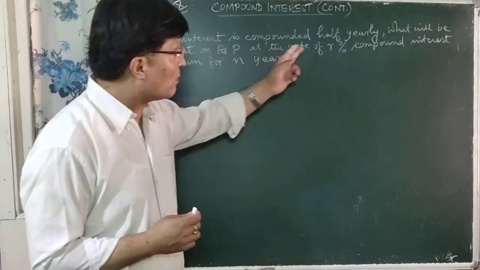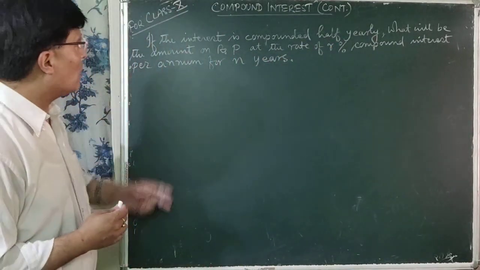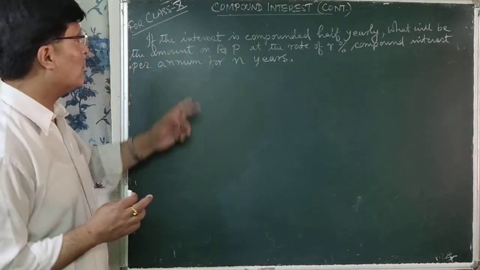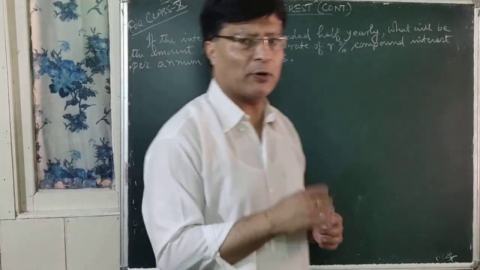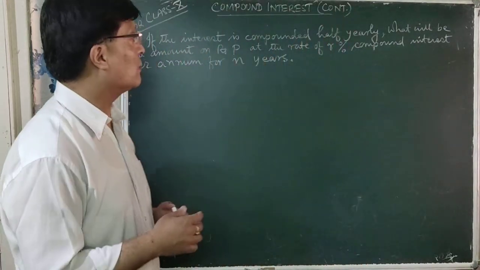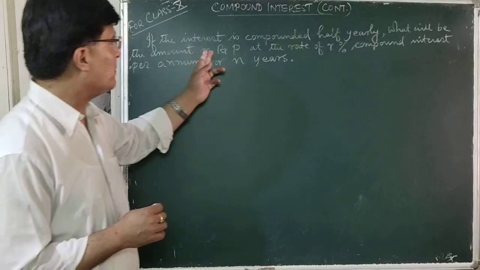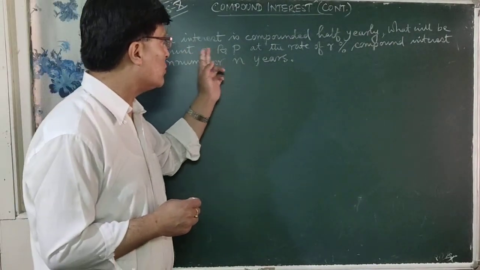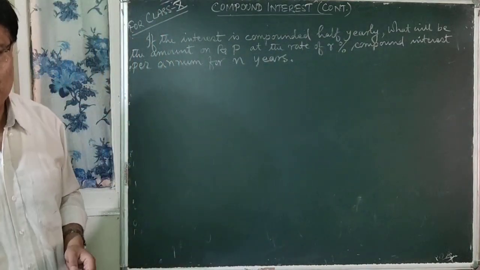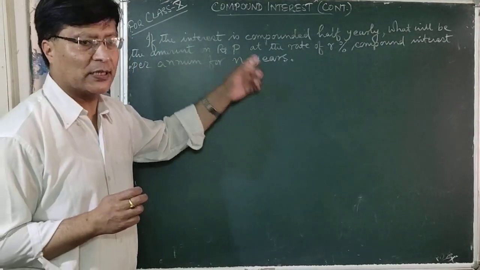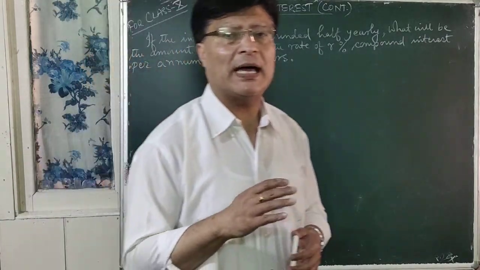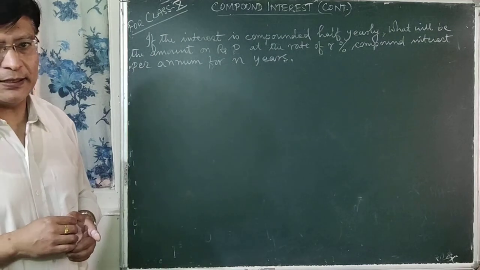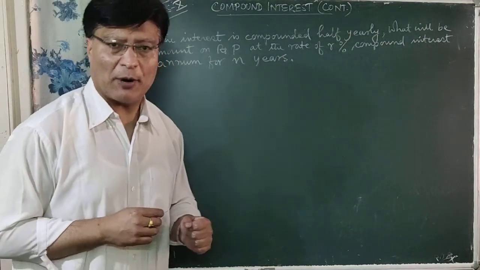So if the interest is compounded half yearly, what will be the amount on rupees P at the rate of R% compound interest per annum for n years? Suppose rupees P is deposited at the beginning of the first year. So what will be its amount on rupees P at the rate of R% for N years, if the interest is compounded half yearly? Okay, so let us get the amount.